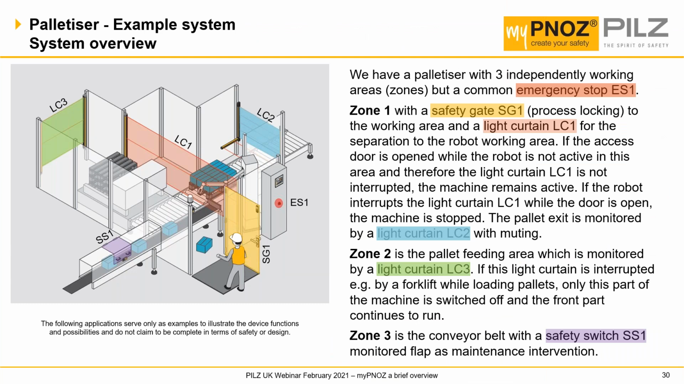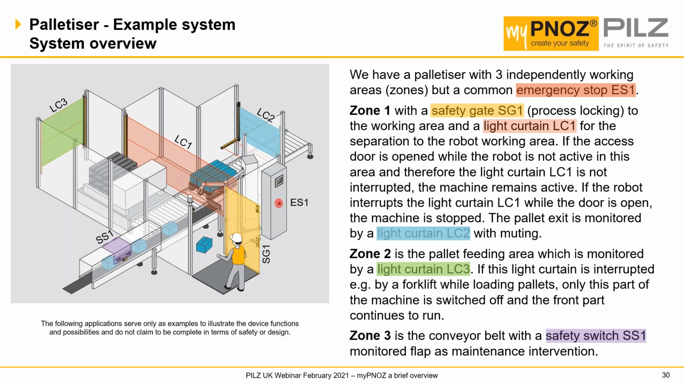So this is going to be the worked through example that we show, which will allow us to see the system here and work through how to build it up, check it, and the ordering configuration that's allowed for it. This is a simple palletizer example, and this example only serves to illustrate the device functions and possibilities, and by no means claims to be complete in terms of safety or design.